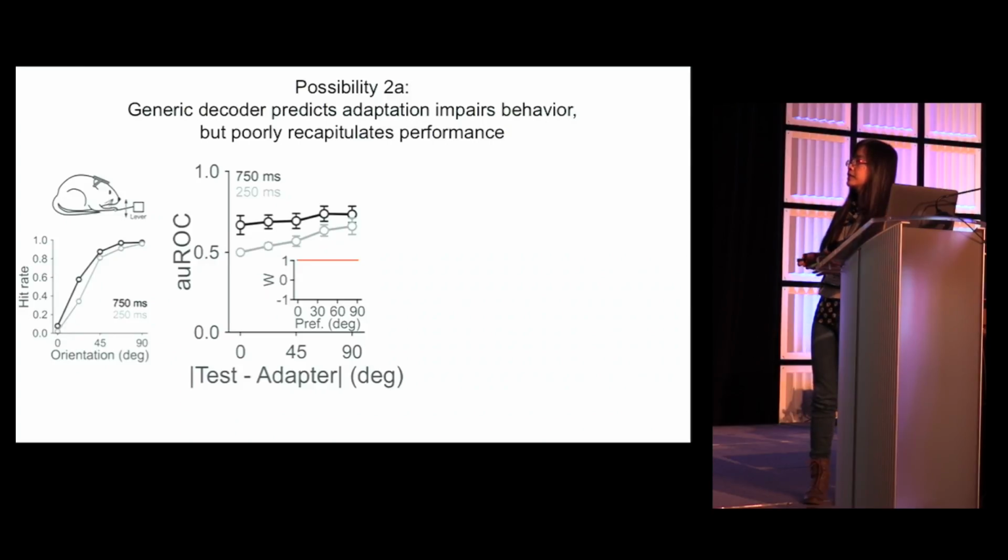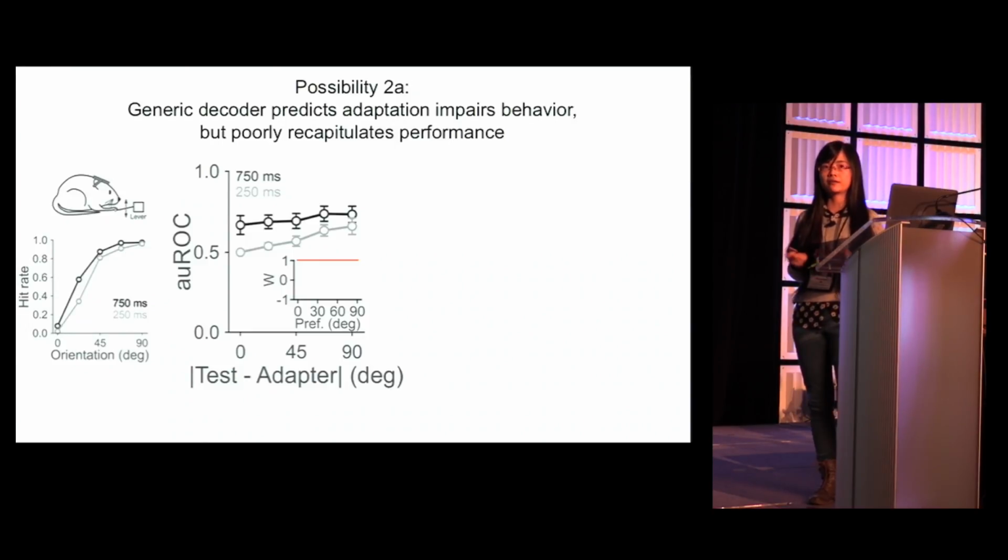Here, similarly, we use the ROC value to indicate the performance of this decoder, with the neurons weighted equally across all their preferred orientations. We found that adaptation under this model actually impairs orientation change detection, which is consistent with what was observed in the behavior. However, the neurometric function from this model poorly recapitulates the animals' psychometric function. So this made us think maybe the animal adopts a task-specific decoder, which is not equally weighted across the population.